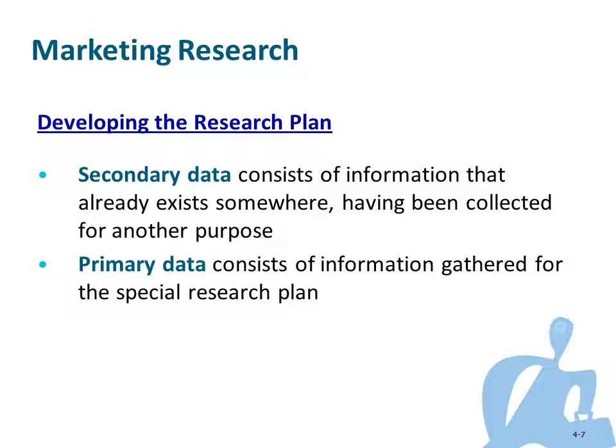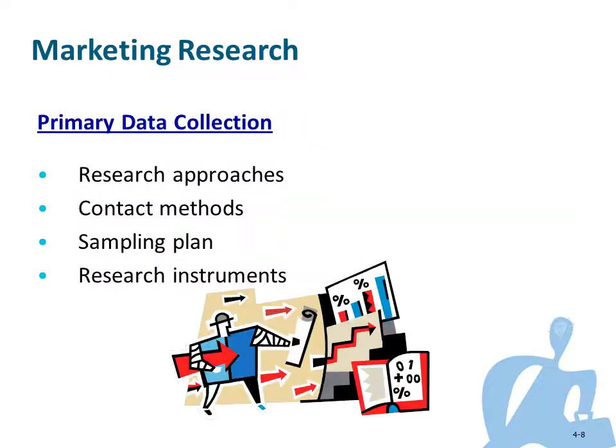In developing the research plan, we have two types of data, the secondary data and the primary data. The secondary data consists of information that already exists somewhere, having been collected for another purpose, but the primary data consists of information gathered for the special research plan. We discussed the sources for the secondary data, and now we'll discuss the source.